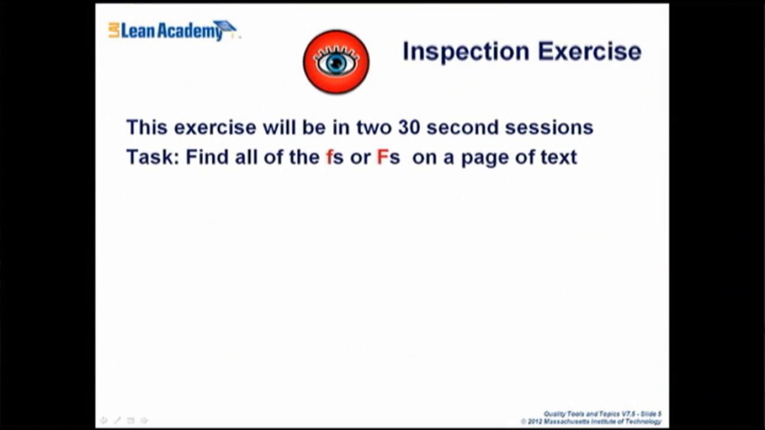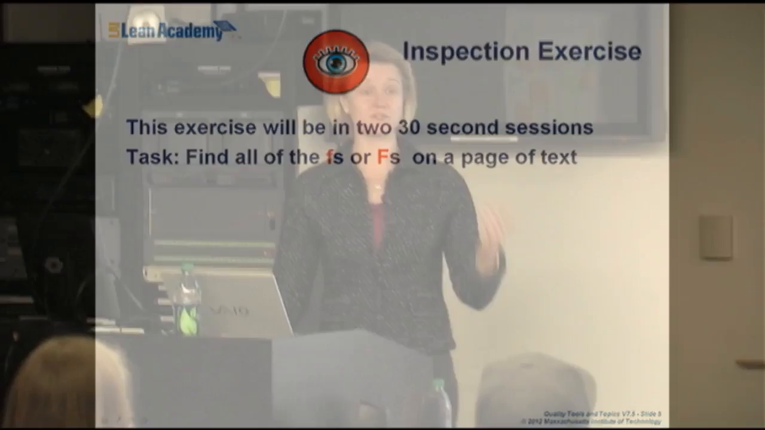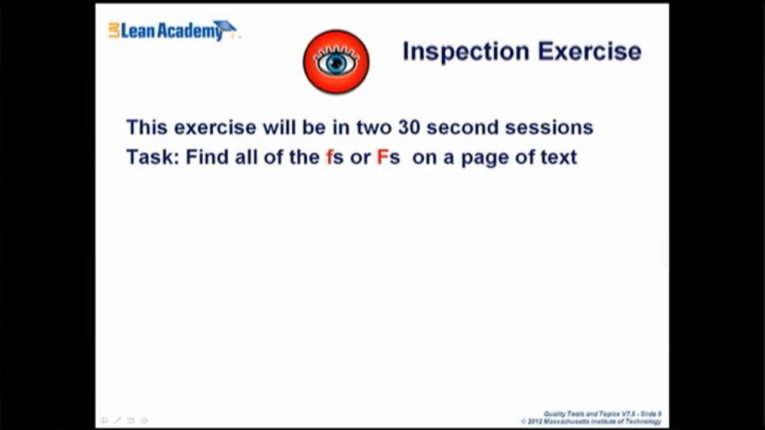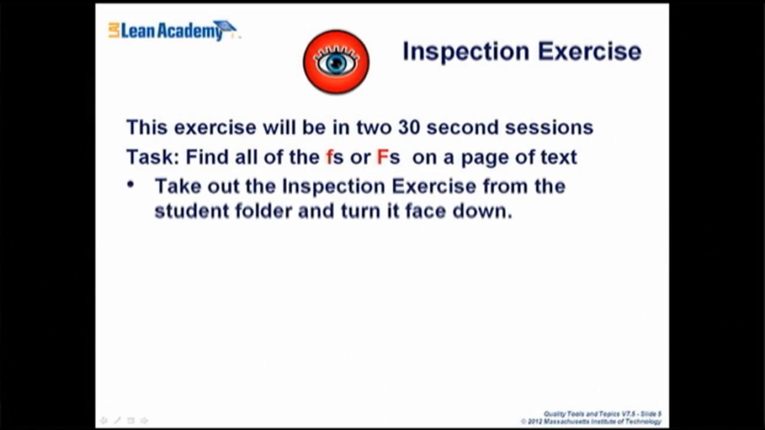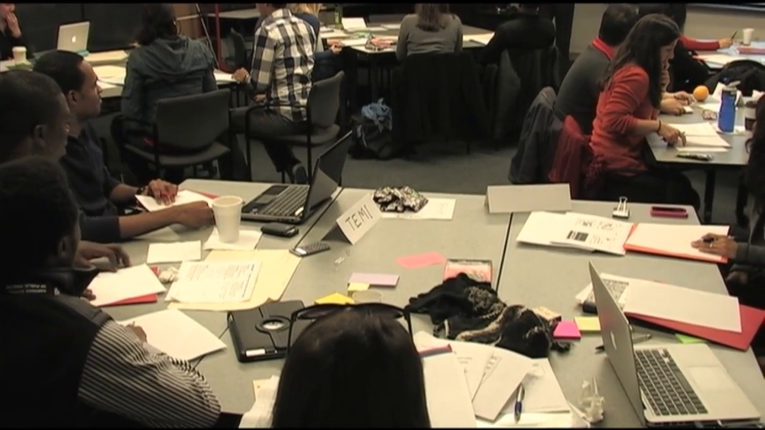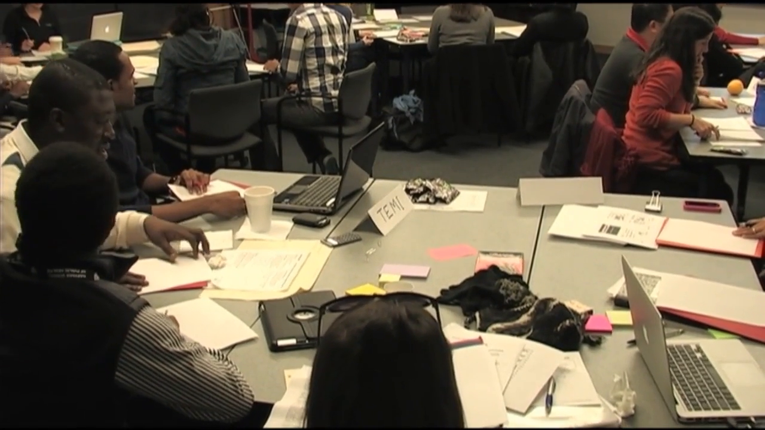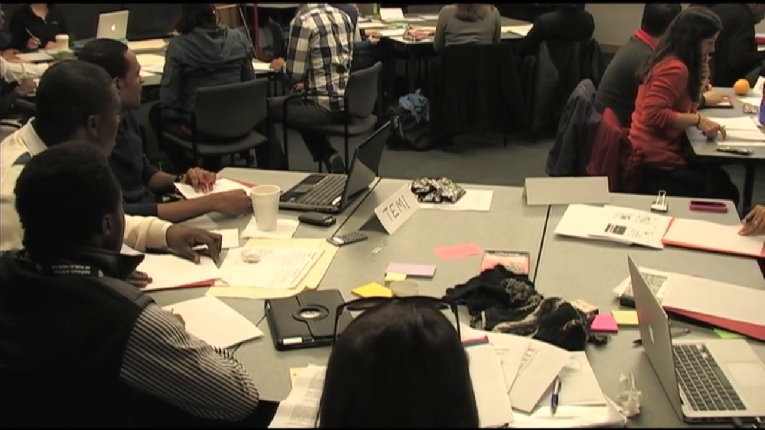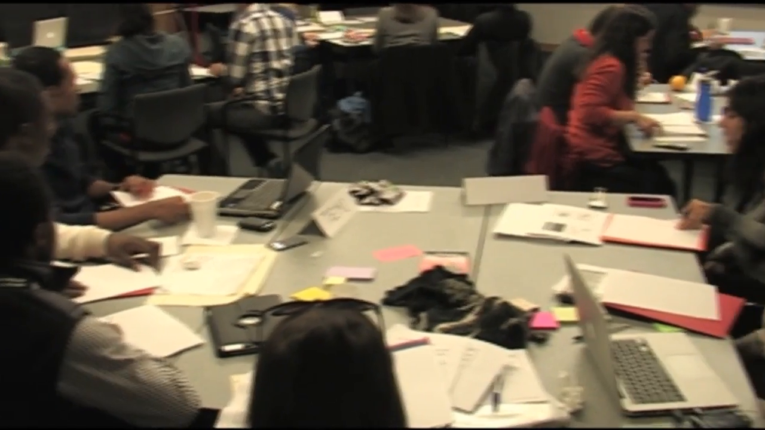So your first task is to find all of the lowercase or uppercase F's on a page of text. So you are an inspector. You are the F inspector. So take out that inspection exercise, turn it face down. When I say go, you are going to circle all the lower and uppercase F's that you find. On stop, I want you to turn your sheet over, okay? And we're going to pass it to the right. All right, so everybody clear? I say go, you flip your page over, you circle. It's important that you circle all the F's, lower and uppercase. Ready? Go.